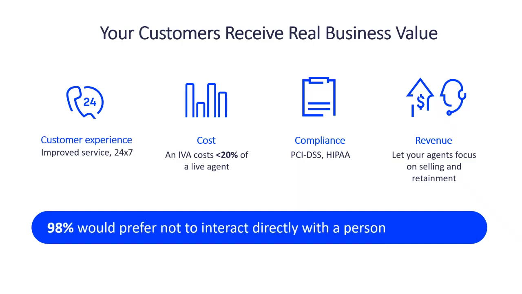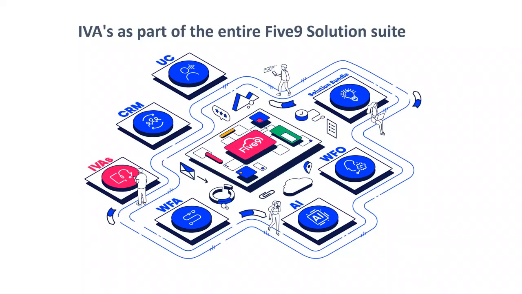We've passed the tipping point that 98% of people now would prefer not to interact directly with a person if they can get that answer from an IVA or a self-service type of portal application. Obviously, if they can't get that information, they could be directed further on to talk to a live agent. But that's the evolving standard, where the industry and really where the public is pushing for this technology to be advanced.